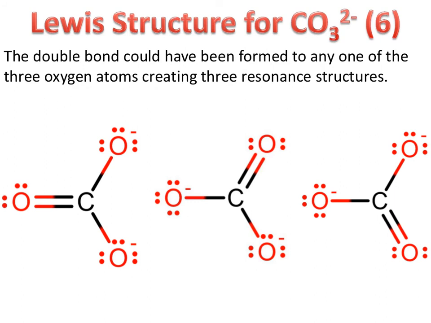Since there were 3 oxygens, each having a negative charge, next to the carbon that had a single positive charge, we could have formed that double bond in any one of the 3 positions. Here to the left, here to the upper right, or here to the lower right, creating 3 resonance structures for the carbonate anion.